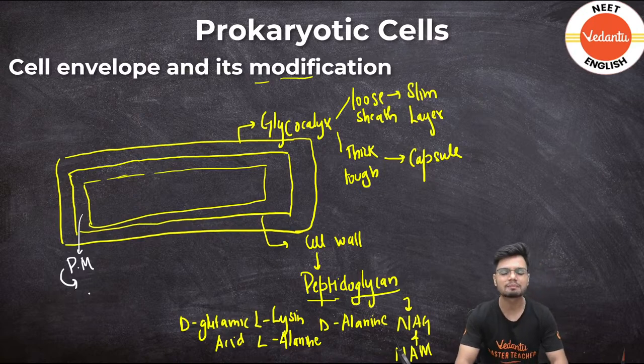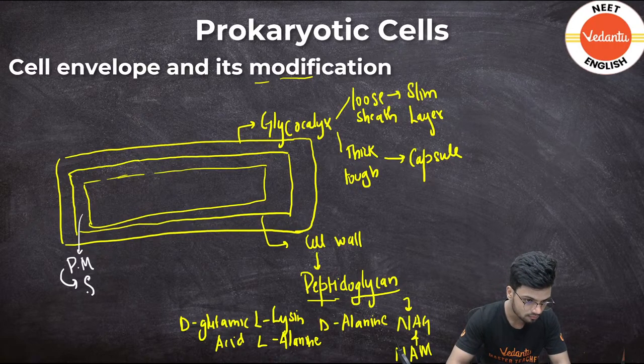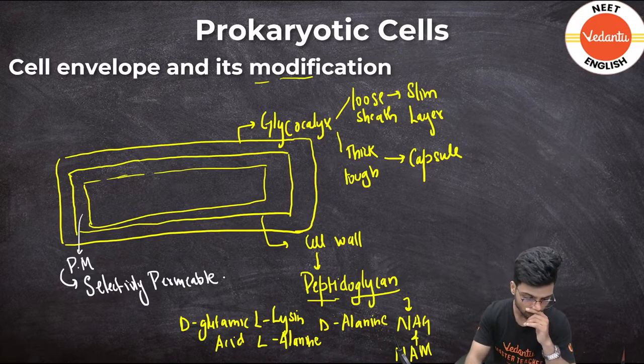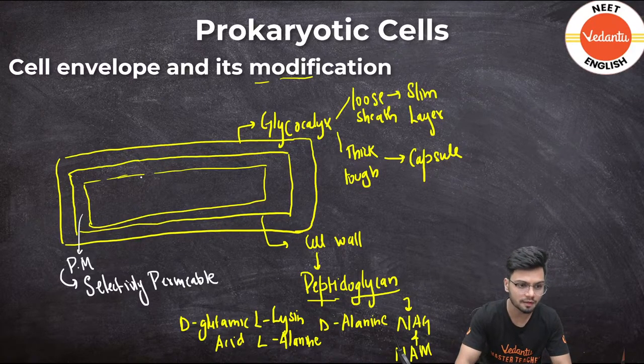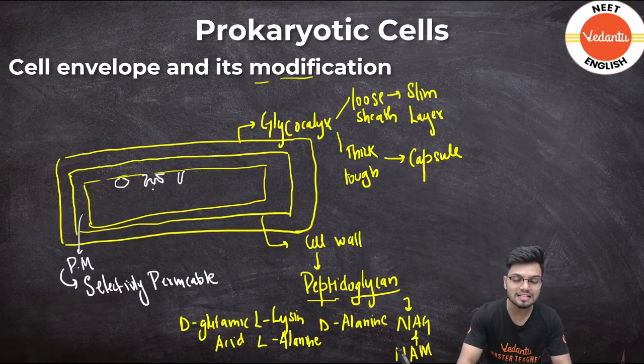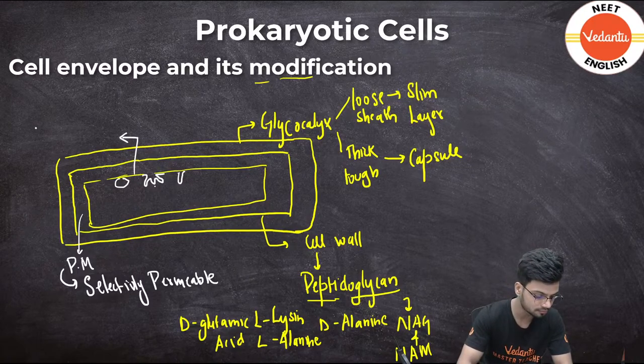Now, quickly tell me in the chat, is this plasma membrane completely permeable or selectively permeable? In the case of your prokaryotes, this plasma membrane is selectively permeable in nature. Are you writing down with me, all of you? Or am I writing for no one? It is selectively permeable. Clear? Now, within this plasma membrane, there are certain foldings like this. These foldings, like certain constrictions, have a special name called mesosomes.